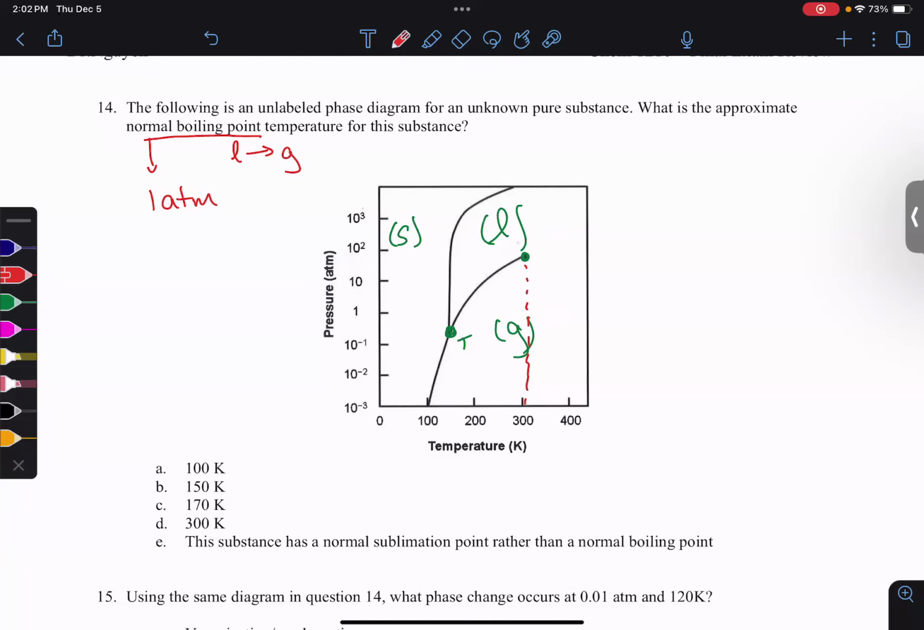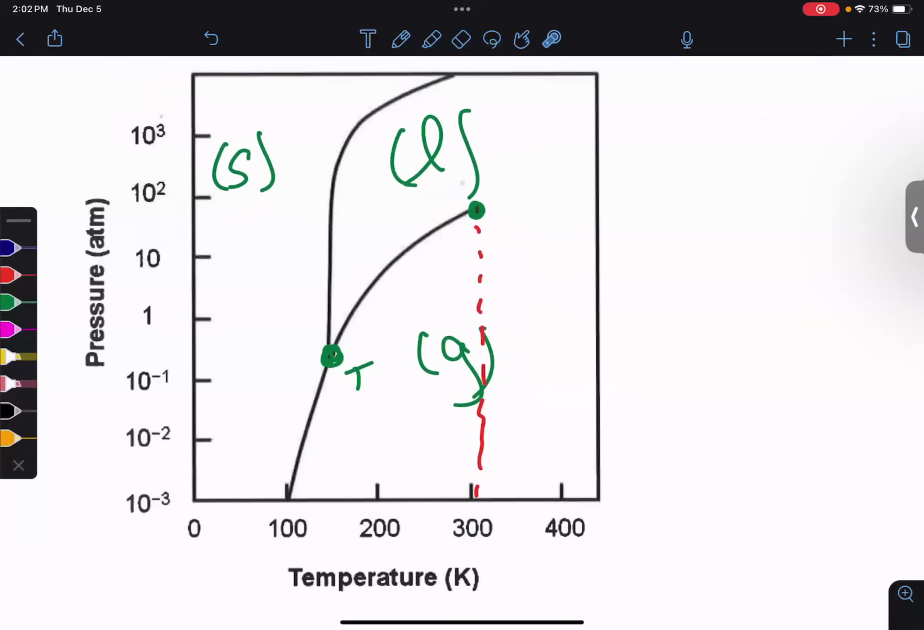But since I say normal, that's how I'm telling you what pressure. Because notice, our sample will boil anytime it crosses this liquid gas boundary. But I'm being specific here. I want you to tell me, when does the liquid gas boundary happen at 1 atmosphere, 760 torr, because it's normal boiling point temperature. So that happens right here.